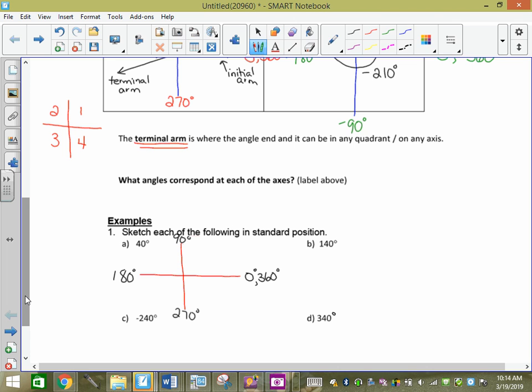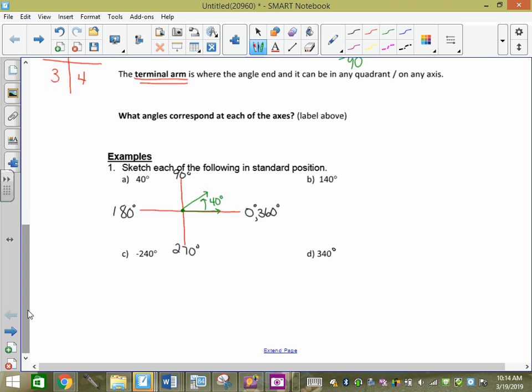45 is halfway through. So we're going to start with our little dot here. We're going to have our initial arm. And then we have to go up 40. So not completely splitting that quadrant in half, just a little less. And then we label it and we can say 40 degrees. You guys try B, C, and D. This is just a repeat of last year except for the negative.